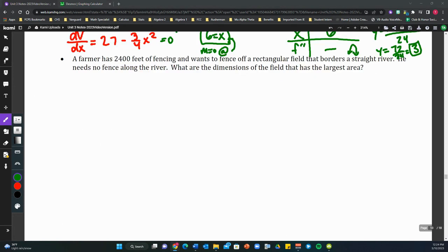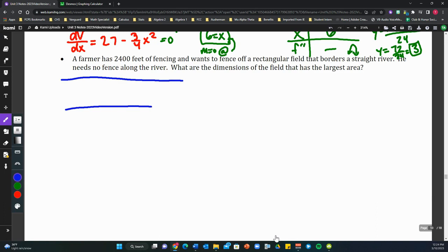All right, so let's try to take a look at this next one here. This one says a farmer has 2,400 feet of fencing and wants to fence off a rectangular field that borders a straight river. So let's do a little bit of artwork here. So there's my river. Pretend like I actually drew that straight. I was trying my best.